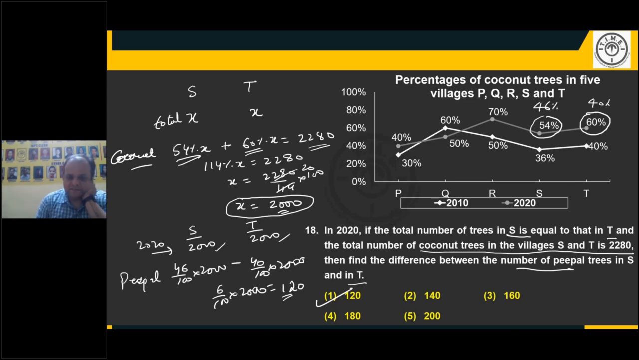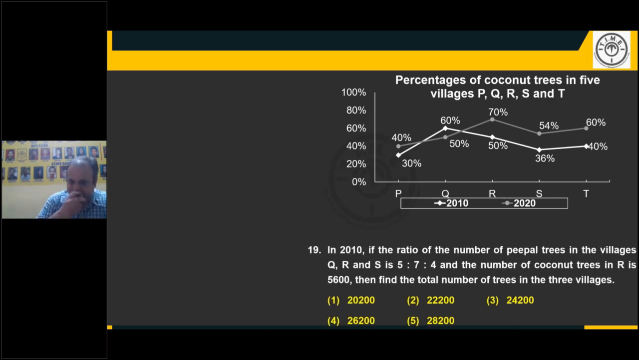Is this clear? See, the difference here is, all you have to think about is coconut is nothing but 100 minus people, and same with people is 100 minus coconut. So if 54% is coconut, 46% is people, and likewise 60% is coconut, 40% is people, and we have to find the people trees. Let's try this one.